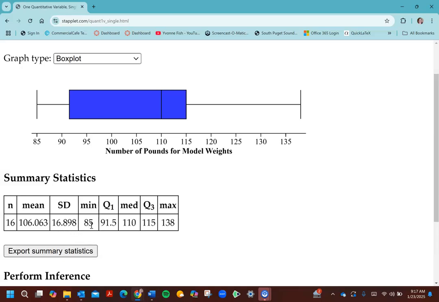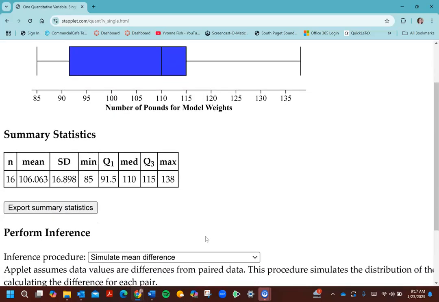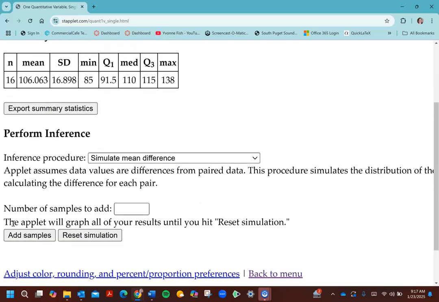16.898, and this is your 5-number summary. Min is 85, first quartile 91.5, median 110, third quartile 115, maximum is 138. After that, down lower, we'll look at those things maybe later in the course if we get to that, but don't worry about that right now.